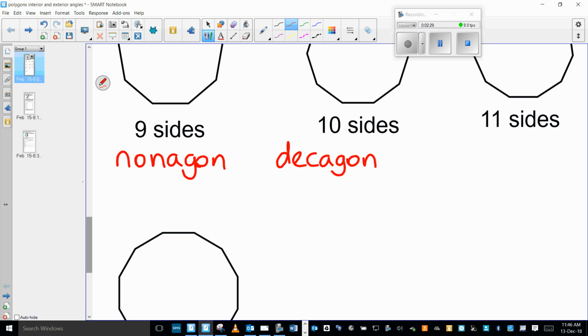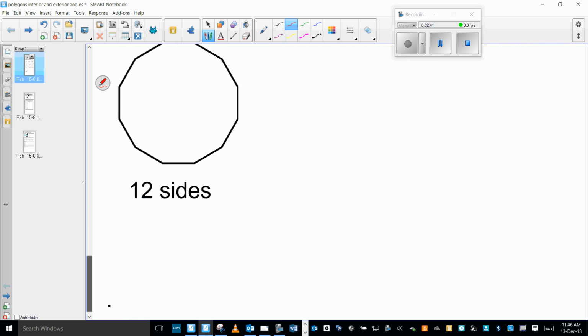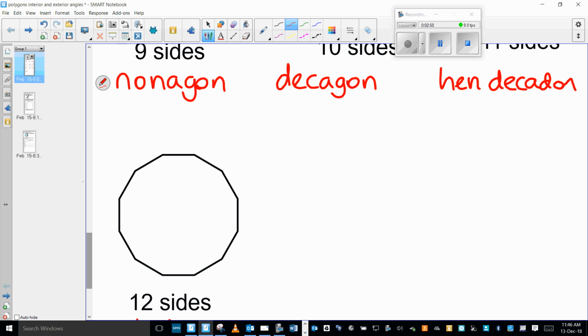On the other side, this is a decagon, which is 10. Decagon.